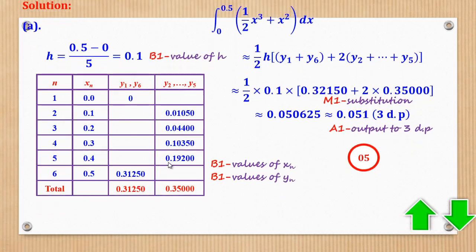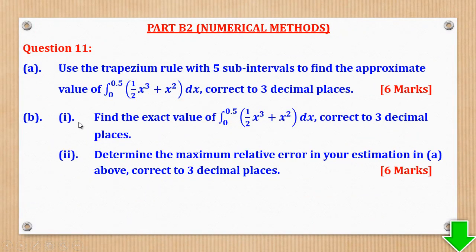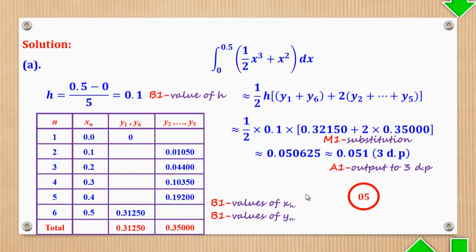Now part B says, Roman 1, find the exact value of this, correct to 3 decimal places. And Roman 2, determine the maximum relative error in your estimation in A above, correct to 3 decimal places. Okay.